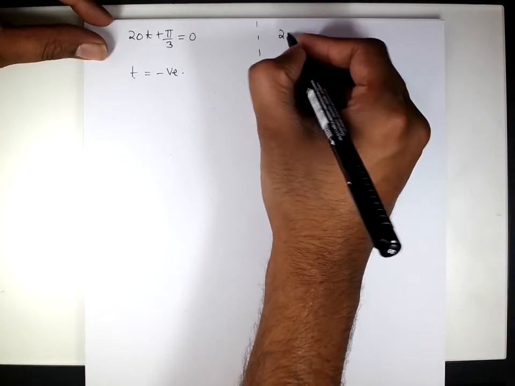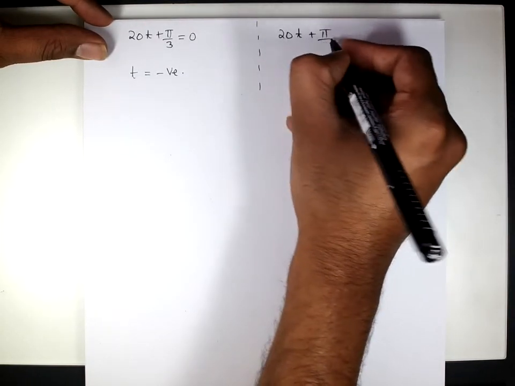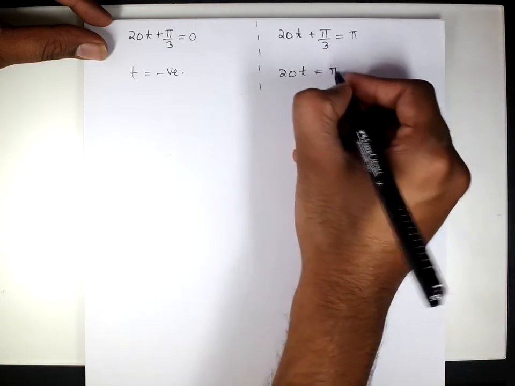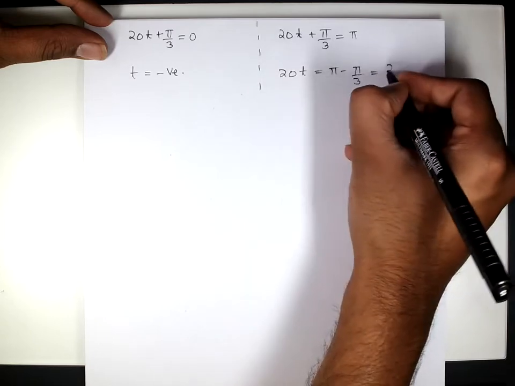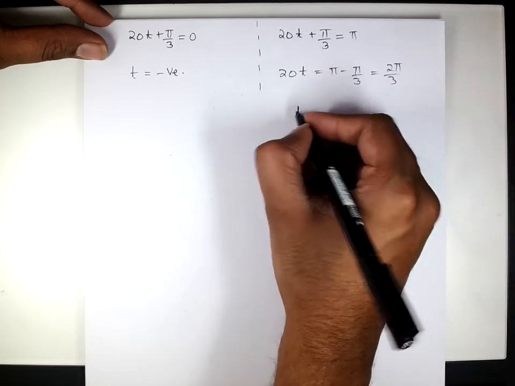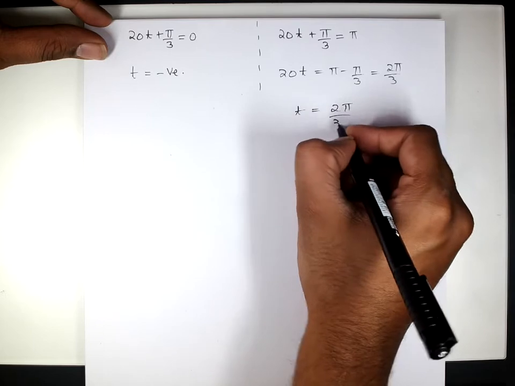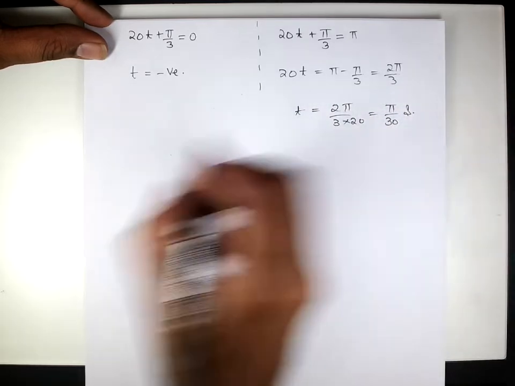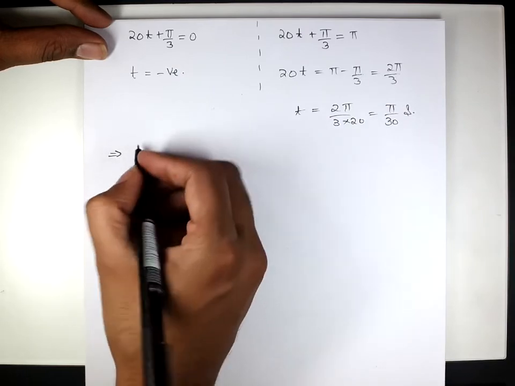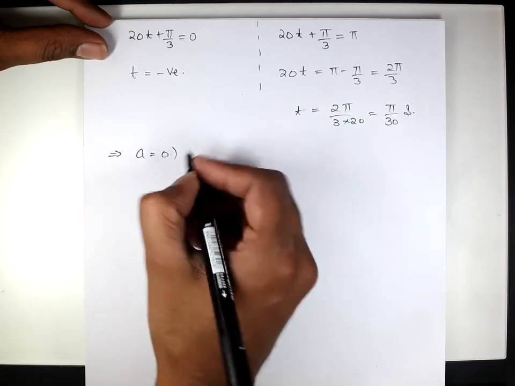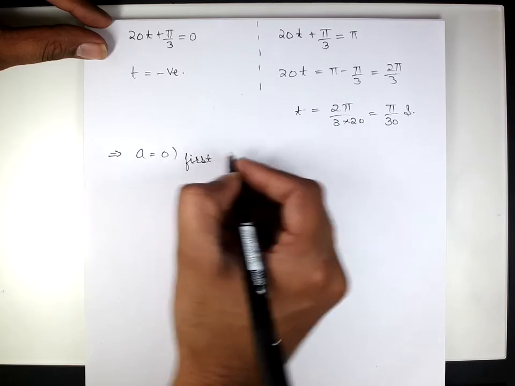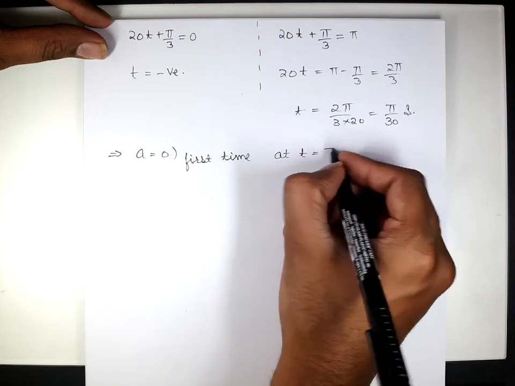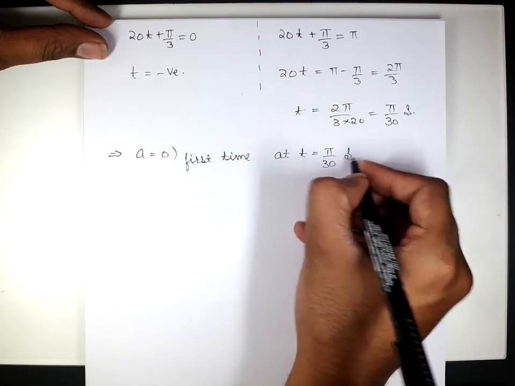So basically we will pick up the next root, that is 20t plus pi by 3 being equal to pi, or 20t comes out to be pi minus pi by 3, or 2 pi by 3, or time comes out to be 2 pi by 3 into 20, or pi by 30 seconds. So basically the acceleration is equal to 0 for the first time at t is equal to pi by 30 seconds.